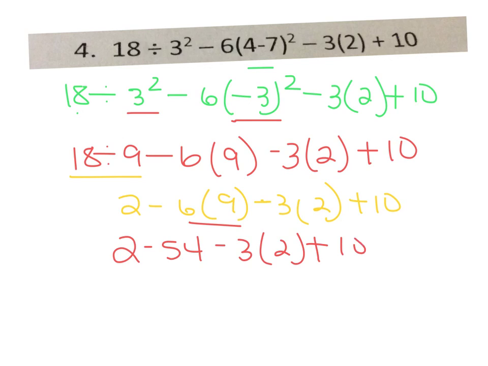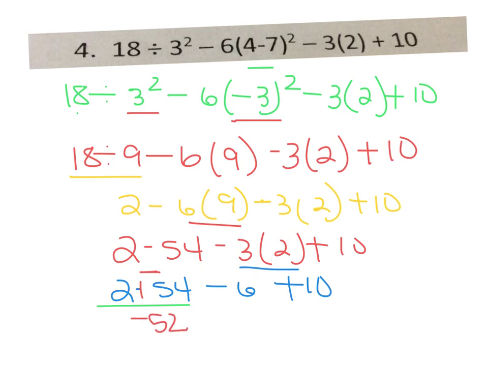Again, I do not do any of the addition subtraction. I got to jump over and do this last multiplication, that's 6. 2 minus 54 minus 6 plus 10. Now I have to add and subtract left to right, so 2 minus 54, I have to do my integer rule, so I add the opposite. So therefore 2 plus negative 54, different signs, I subtract, keep the sign of the bigger number.